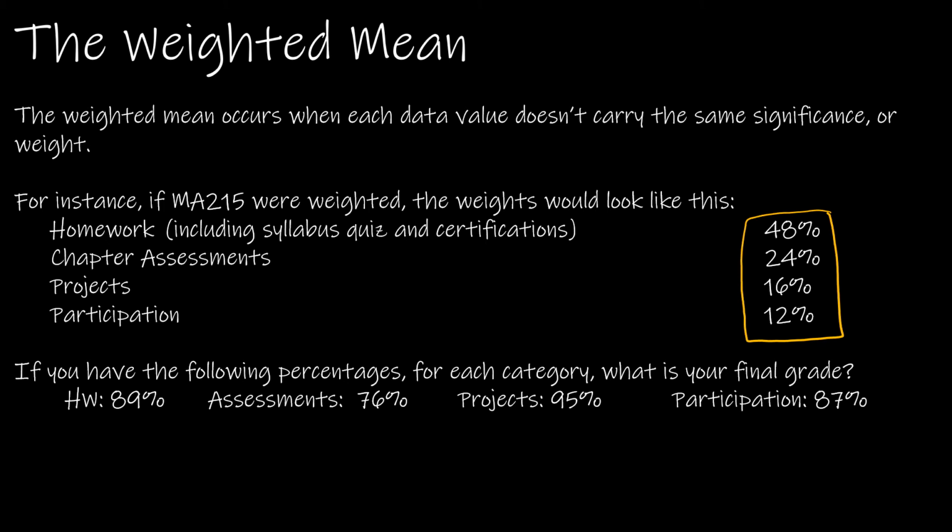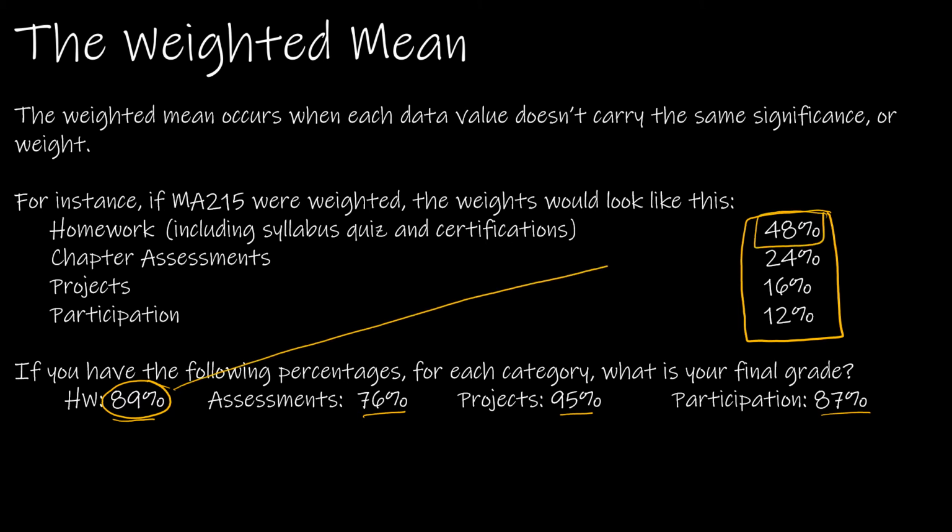Let's say your grades are that you earned 89% of homework, 76% of assessments, 95% in your projects, and 87% in participation. What grade do you end with in my course? Well, all we're going to do is take each of these grade values multiplied by its respective weight.